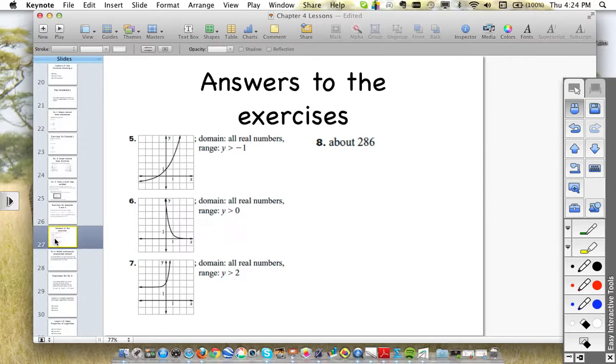Okay, so here are the 3 graphs. Here's the domain and range, and the answer to question 8. Again, circle any questions you have, and we'll go over them in class.